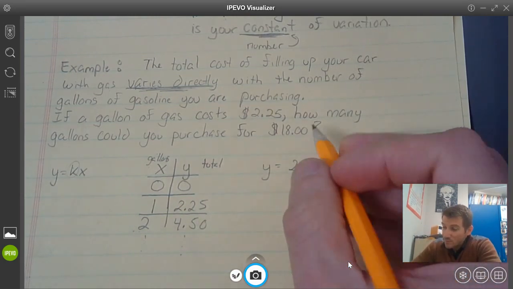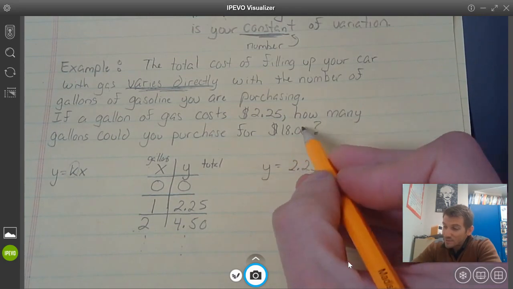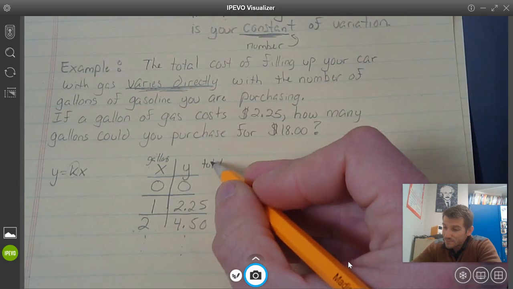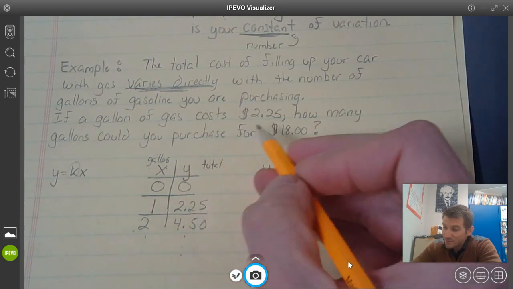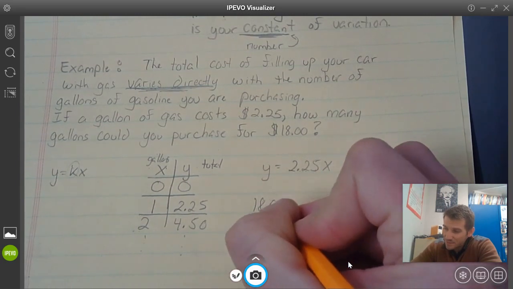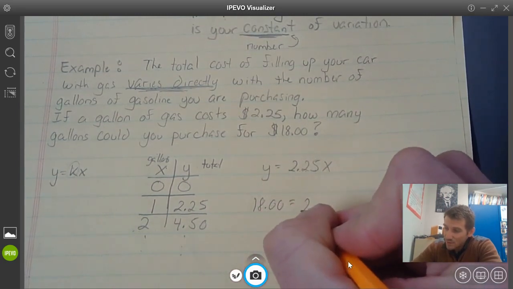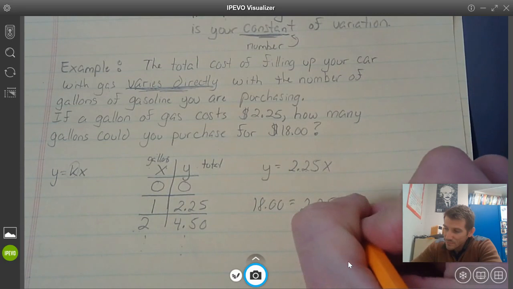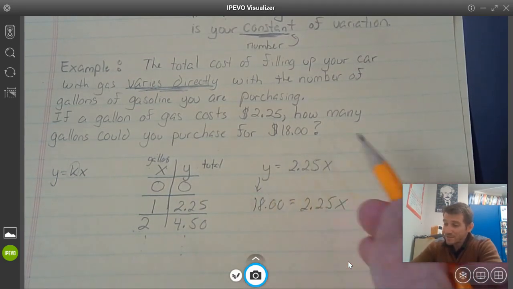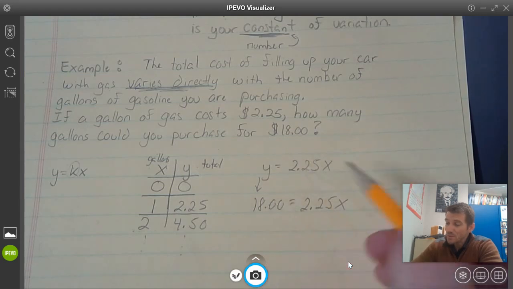Now, if they want you to solve this, how many gallons could you purchase for $18? Well, gallons is what? X. You're solving for X. Y is your total. So if my total was $18, they want to know how many gallons could I buy? So you're just solving for X. I'm changing Y to 18 because that's my total.